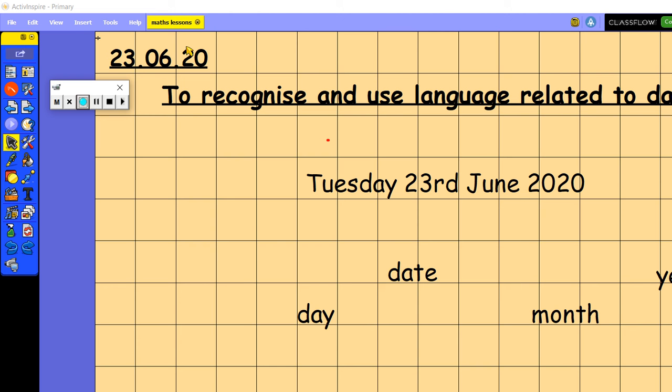Hi everyone, welcome to Tuesday's maths lesson. So today we're going to have a look at recognising and using language which is related to dates.